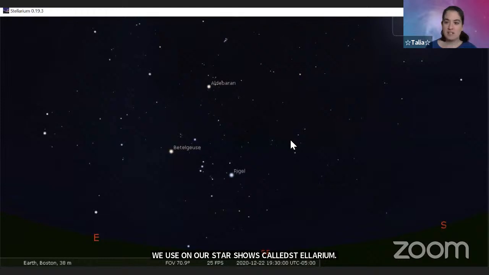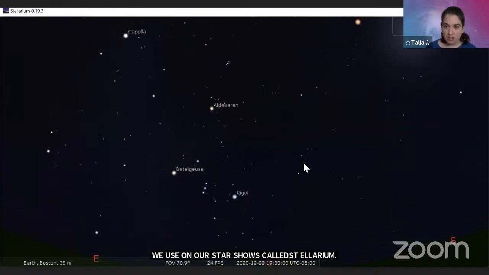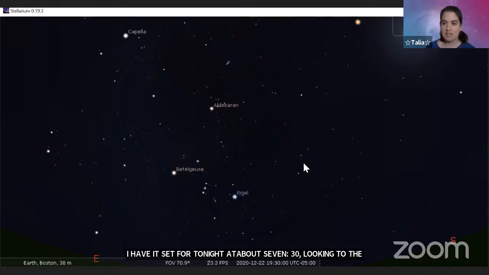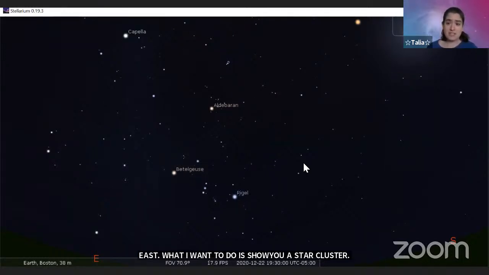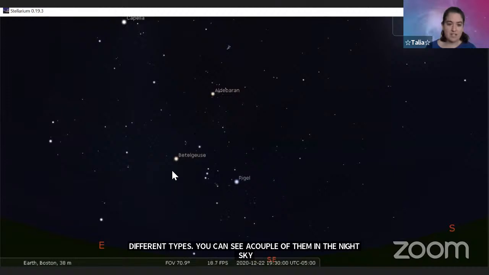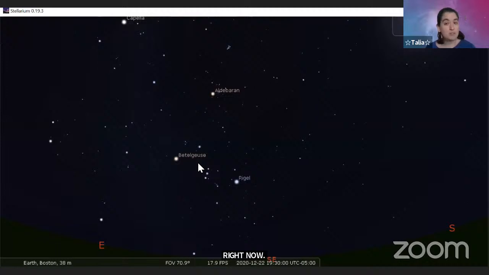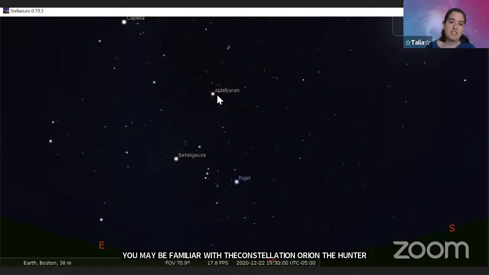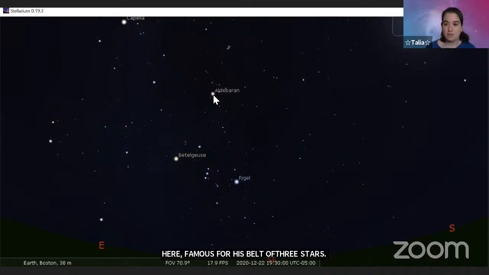And what I want to do is show you a star cluster, because that's what we're going to be talking about today, star clusters. There are a couple of different types, and you can see a couple of them in the night sky right now. So you may be familiar with the constellation Orion the Hunter right here, famous for his belt of three stars. The belt's also a really handy pointer for what I'm about to show you. You just follow the direction that it points up through this V shape of stars right here, which is the face of Taurus the Bull, and it will point you to this little group of stars right there.